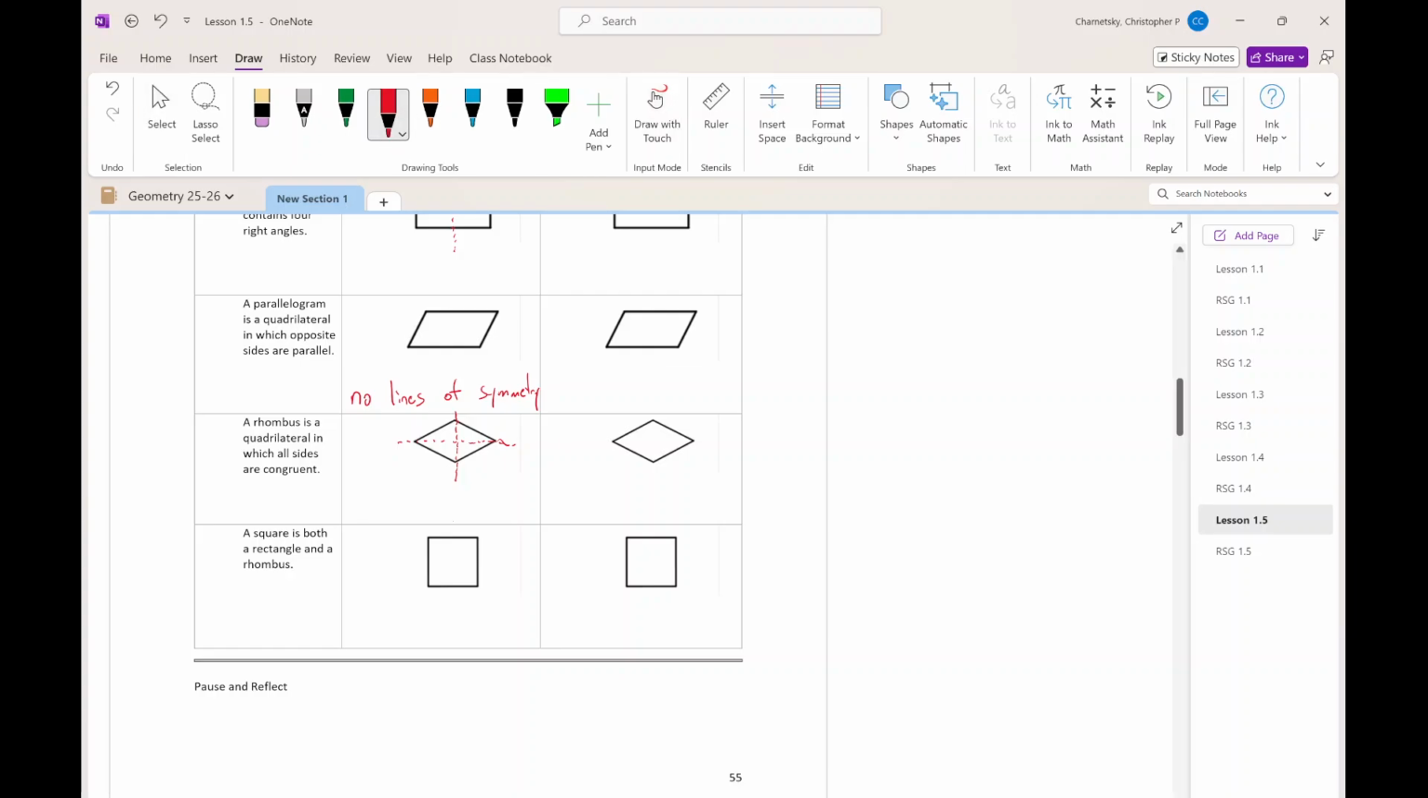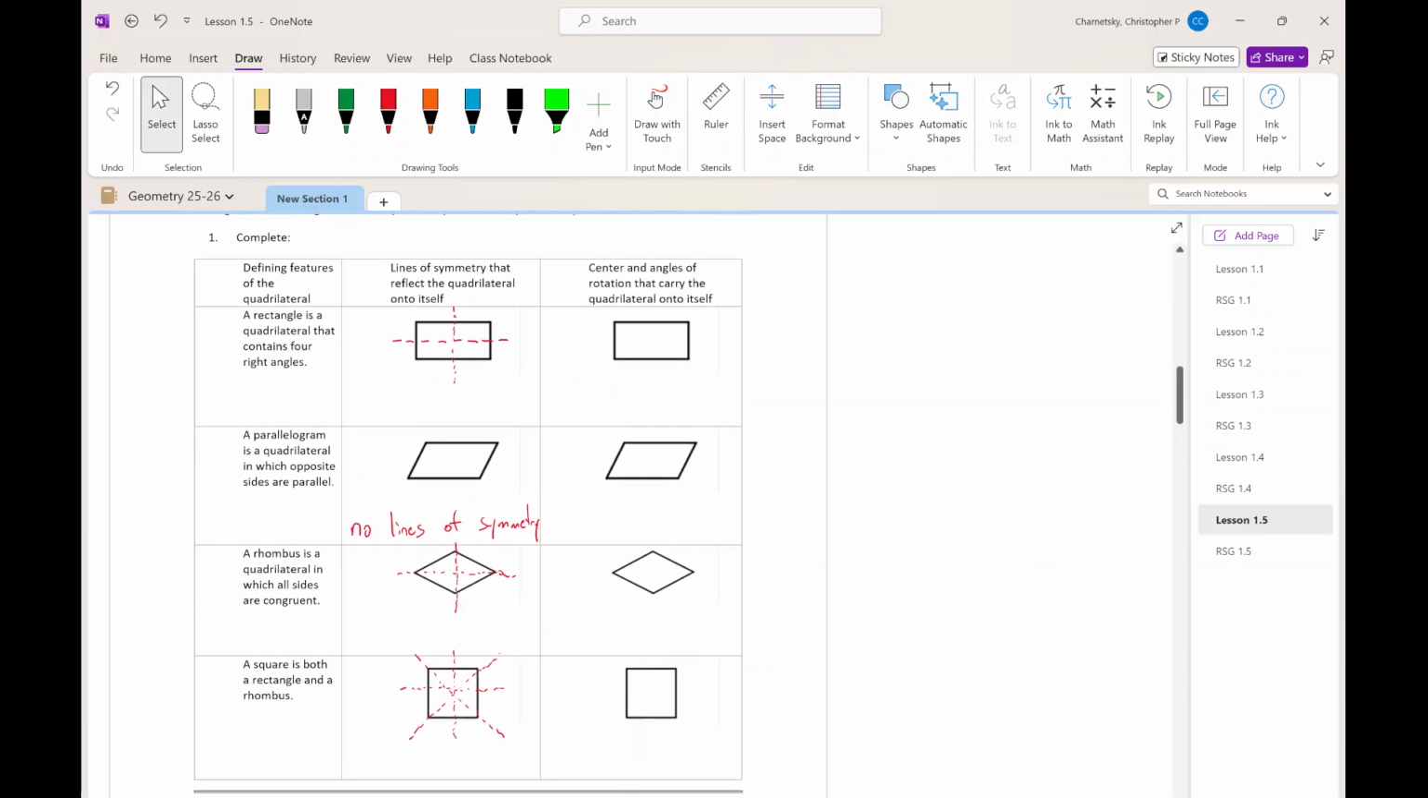So we can go vertical, horizontal, and diagonal. All 4 of those work. And those are lines of symmetry.